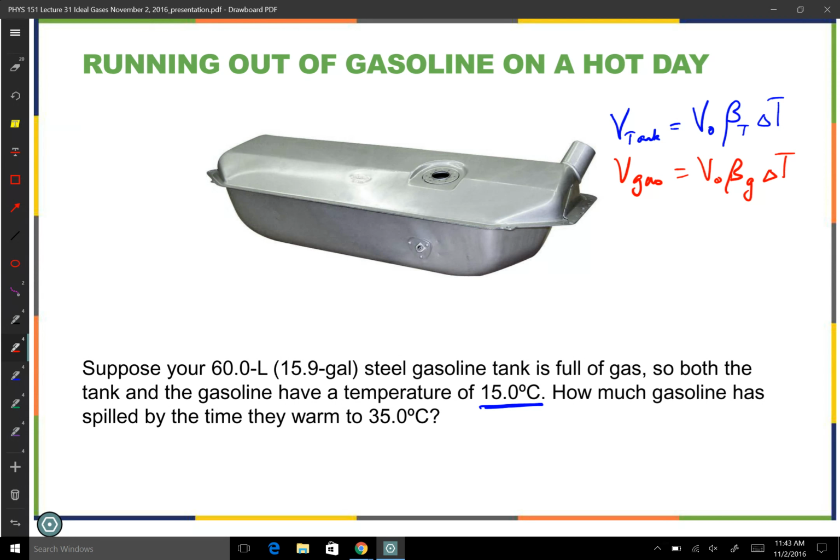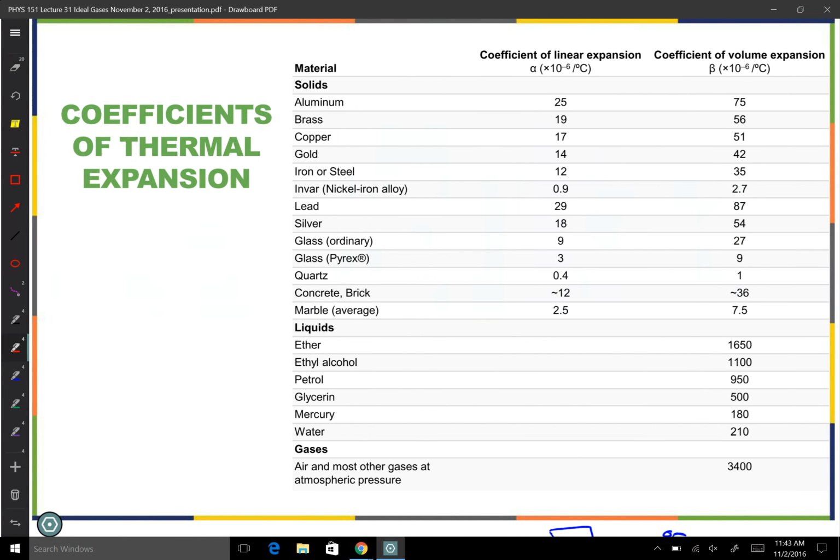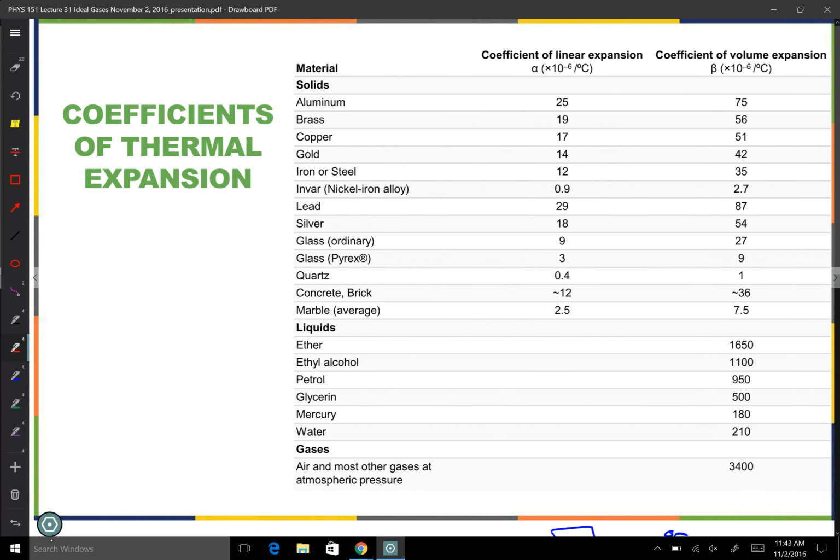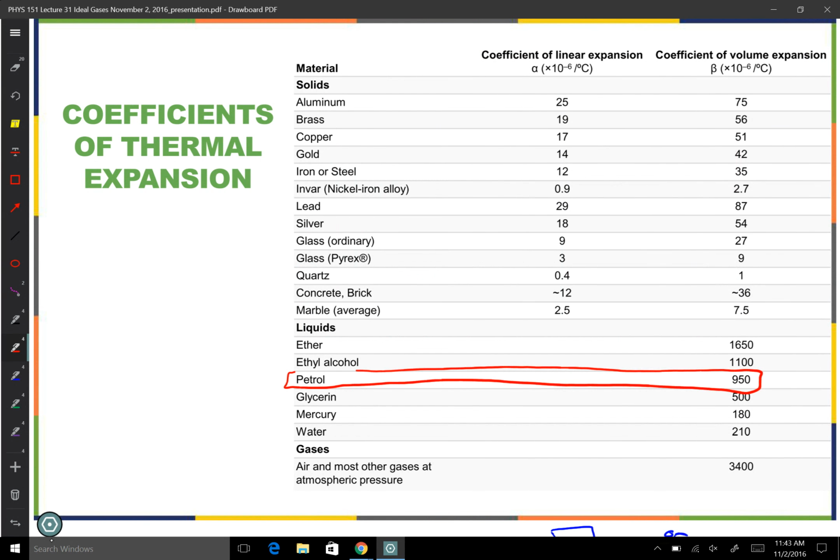Offhand, you're not going to know unless you've already looked this up, I'm guessing. But we have the table here, and petrol is gas. So beta for the gas is 950. The units are just per degree Celsius. It doesn't have units of volume or anything. It's just per degree Celsius because the equation has the volume out front times beta times change in temperature.